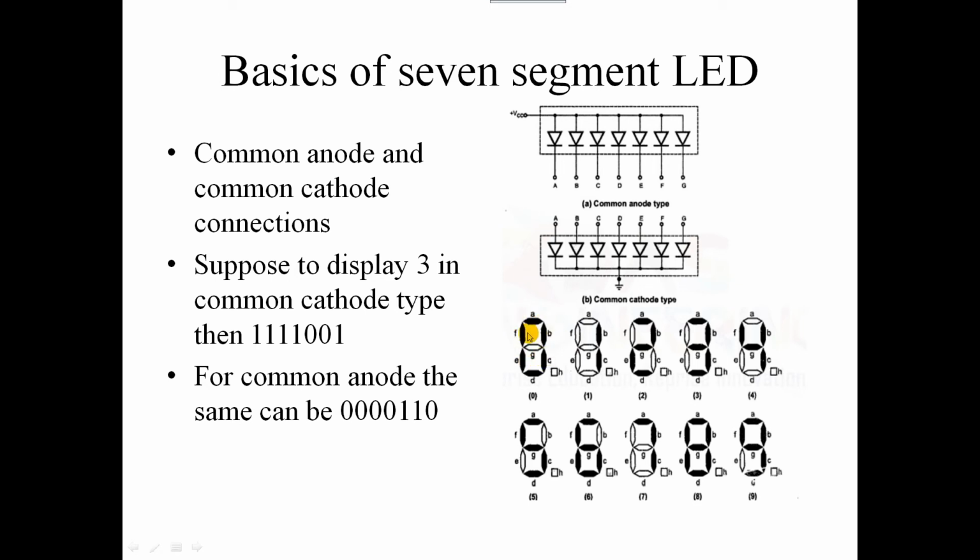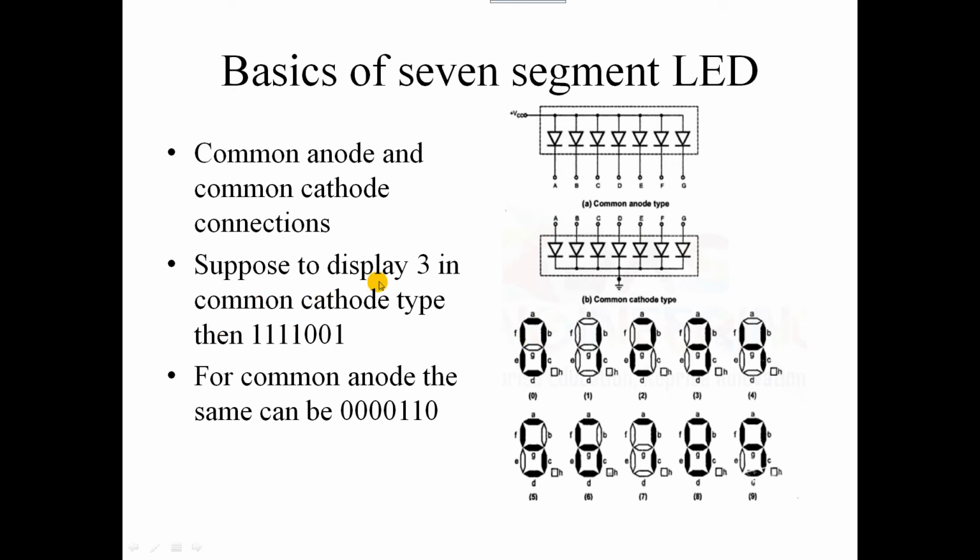So it is for 0. For the 0, we need to turn on the particular LEDs. So A, B, C, D, E, F LEDs are going to be on. Depending upon the type of the 7-segment LED configuration, the input has to be given as follows.